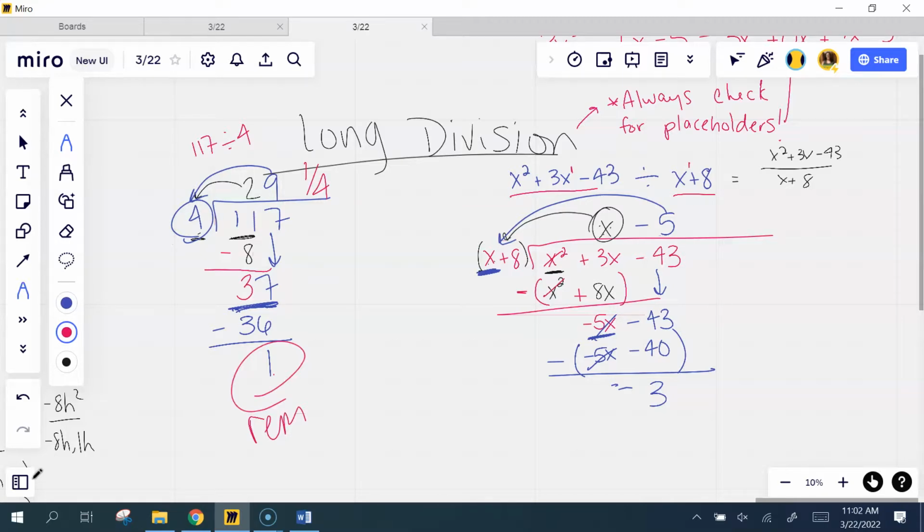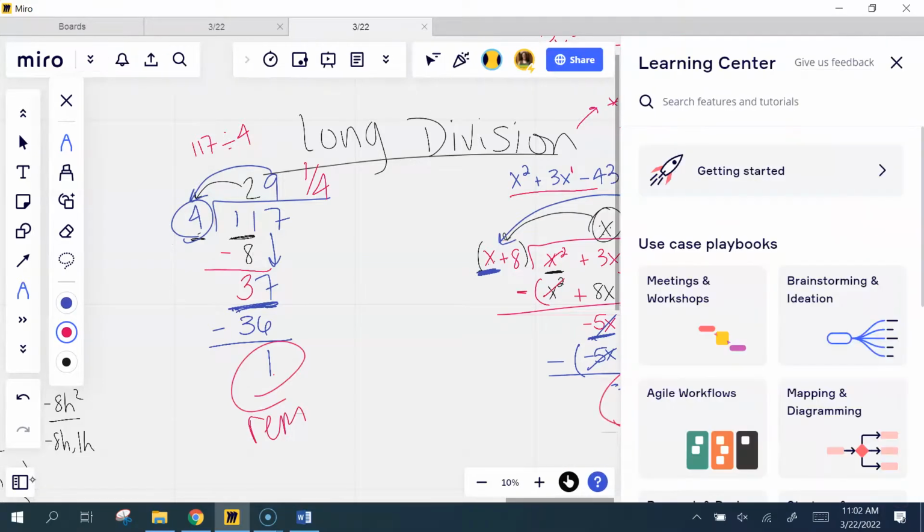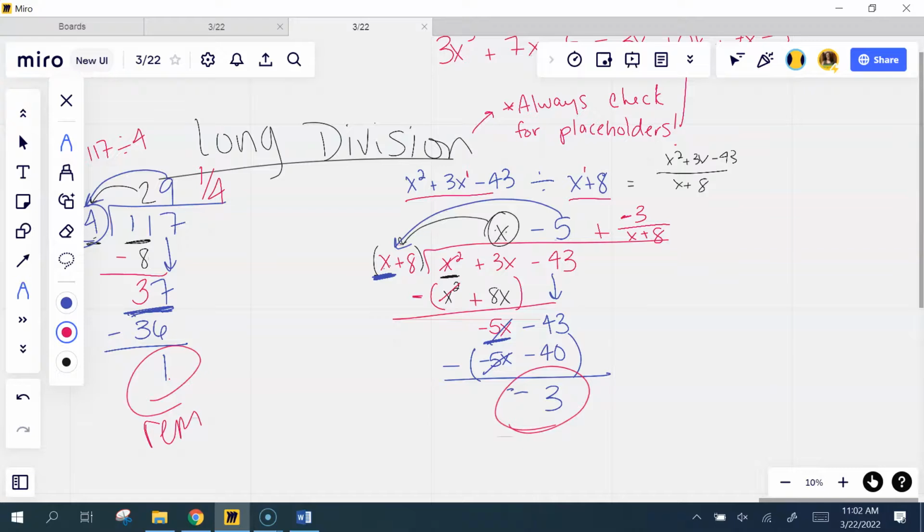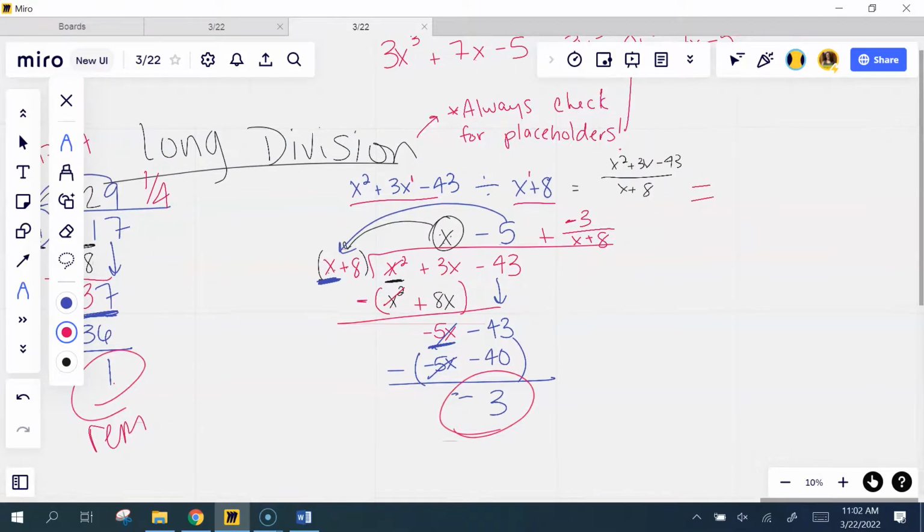I'm going to say that this is x minus 5 plus, I'm going to take the remainder, negative 3, and put it over the outside, x plus 8. So this answer, when I divide these two polynomials, I get x minus 5 plus negative 3 over x plus 8. Yikes, I know. You always add the remainder over what you divided by.